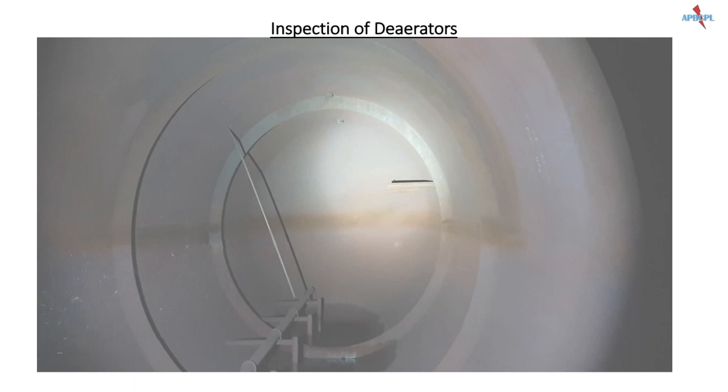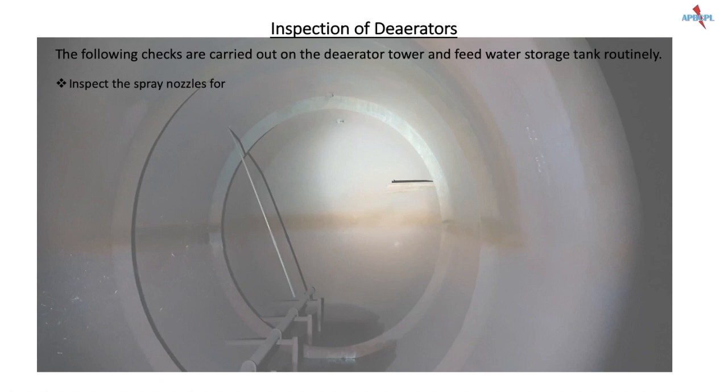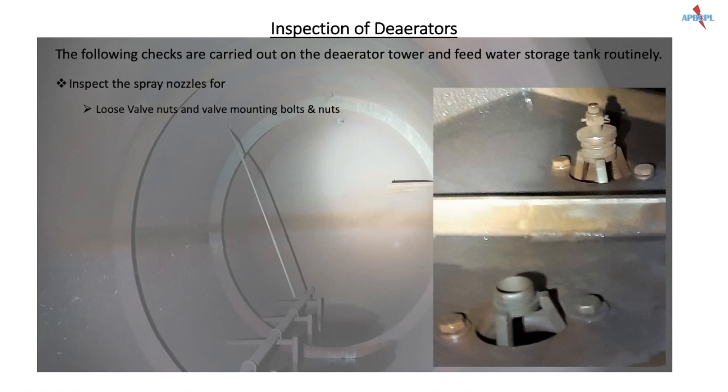Inspection of Deaerators. Though the Deaerator has few moving parts, it is essential that it's checked routinely for desired dissolved oxygen levels in feed water. Any deviation in these values indicates that there is an abnormality in the Deaerator. The spray nozzles are to be checked for loose valve nuts and valve mounting bolts and nuts. The picture is showing a spray valve which got dismantled in operation.